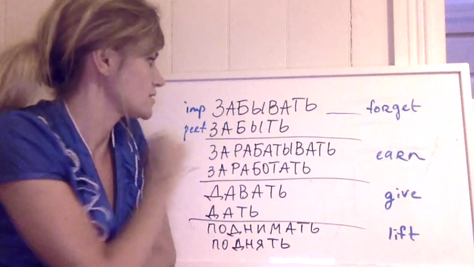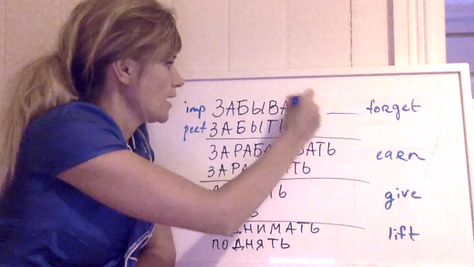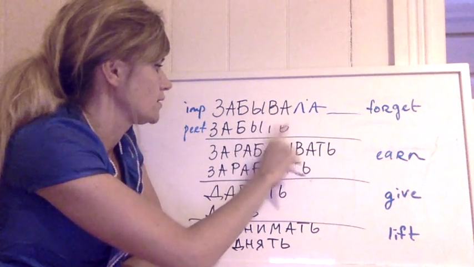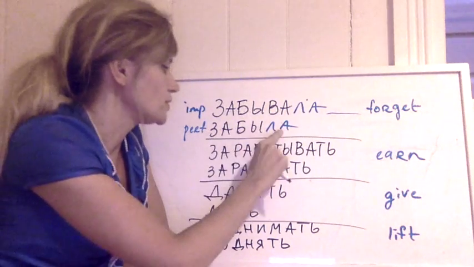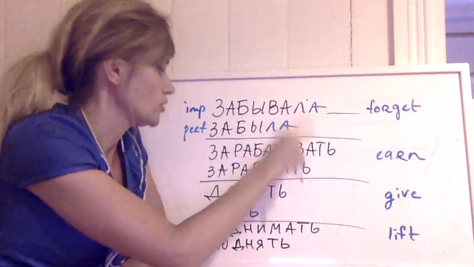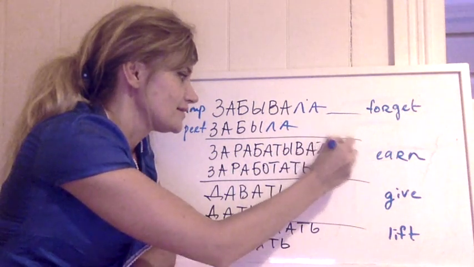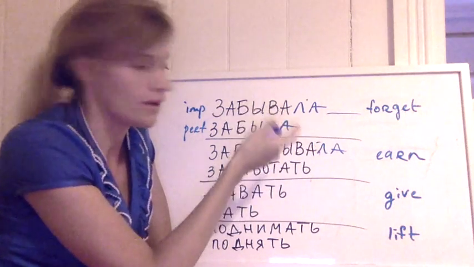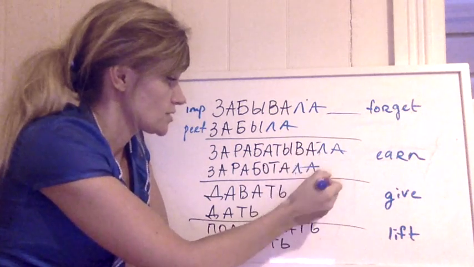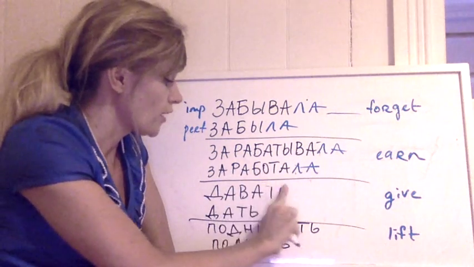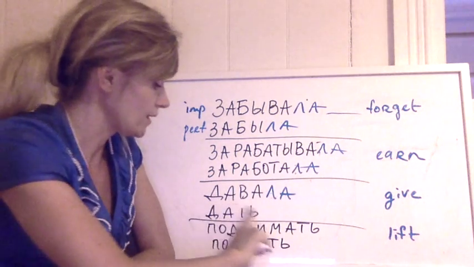Let's make it in the past tense. Feminine, for example. Forgetting, забывала, forgot, забыла. I was forgetting, забывала. I have forgotten, забыла. Зарабатывала. I was earning money. Заработала. I have earned. Result, quick. Давала. I was giving, and дала, I gave.